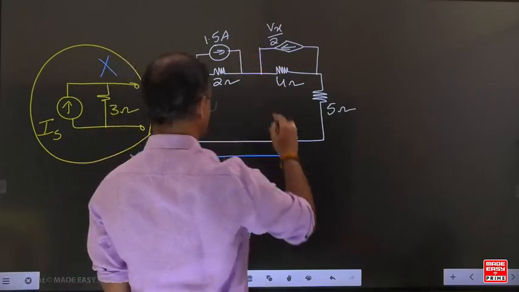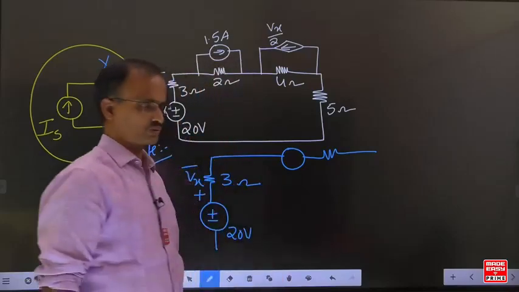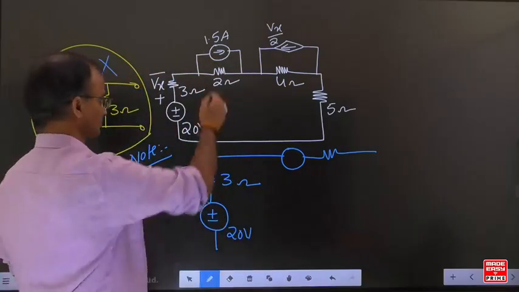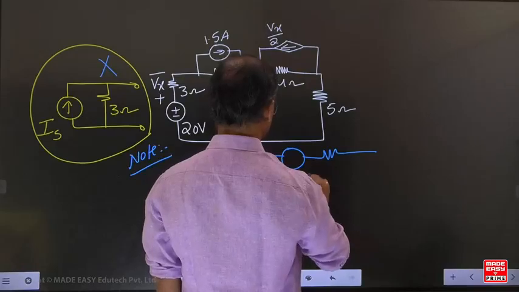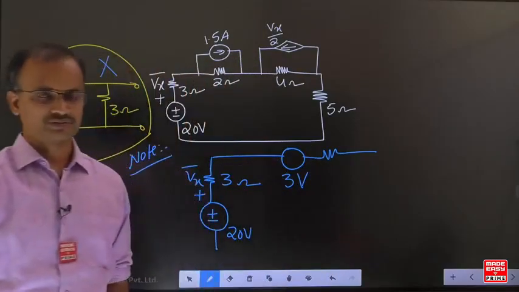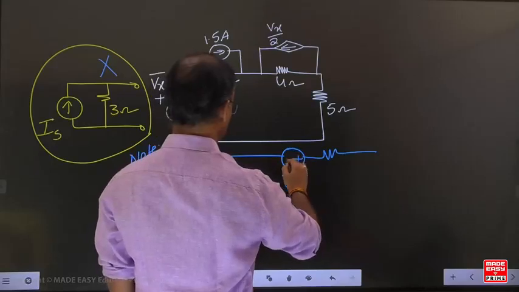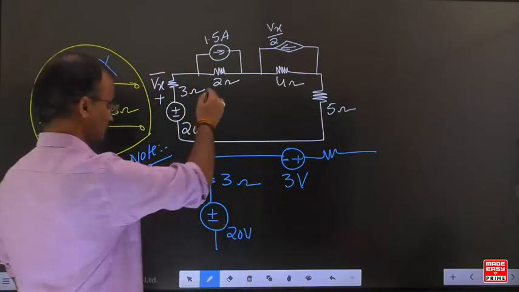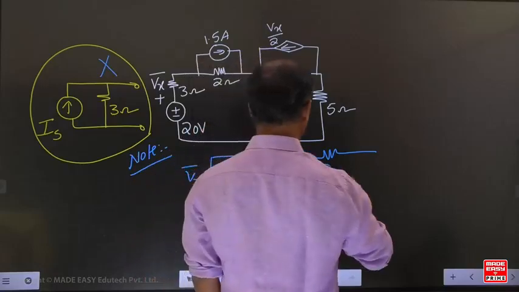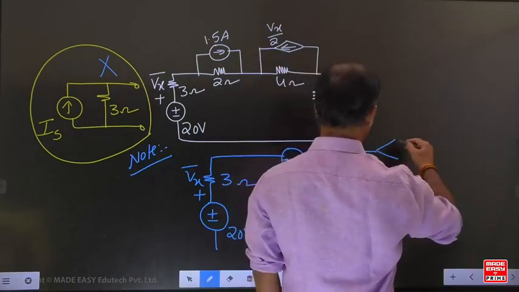Can you convert the current source into an equivalent voltage source? What do you write, 1.5 into 2? What is the voltage? 3 volts. Now corresponding to the arrow mark, give the positive sign, and the other one is the negative sign. Now what is the resistance value? Resistance is 2. Can you convert this dependent source?